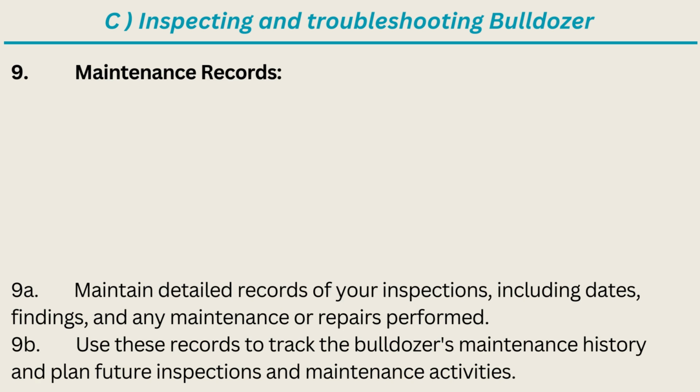9. Maintenance records. 9A. Maintain detailed records of your inspections, including dates, findings, and any maintenance or repairs performed. 9B. Use these records to track the bulldozer's maintenance history and plan future inspections and maintenance activities.